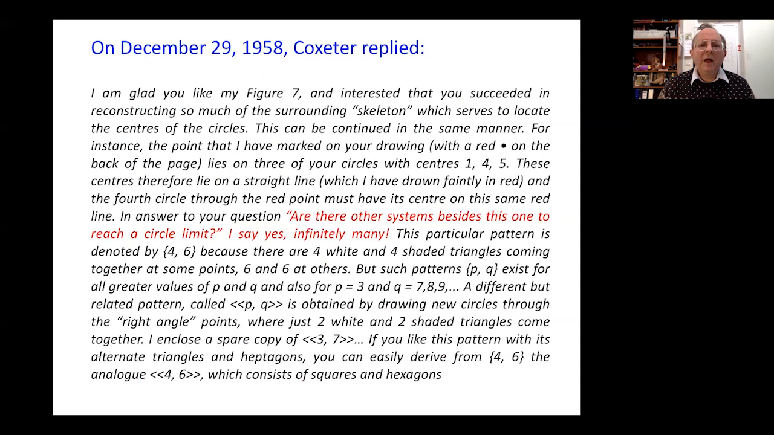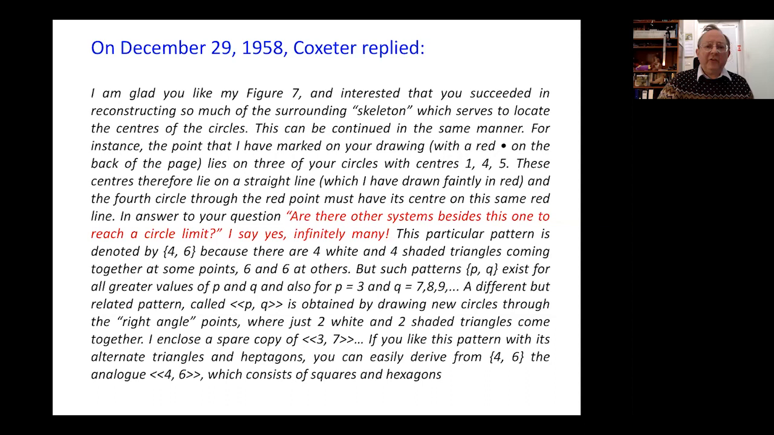And then he started asking himself mathematical questions, whether there are other systems beside this one to reach a circle limit. And he says, yes, there's an infinite number. And then he goes on to talk about how it happens. I wonder a little bit how Escher responded to this wonderful letter. But suffice to say, Escher and Coxeter remained firm friends and corresponded frequently right up to Escher's death in 1973, which was, you know, 15 years after this correspondence.